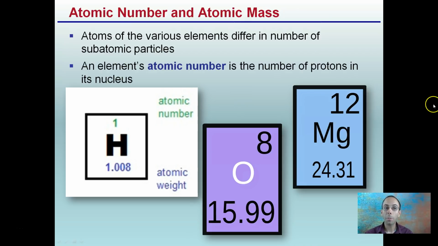Now the atomic number and atomic mass. Atoms of various elements differ in their subatomic particles. An element's atomic number is the number of protons. So here we see magnesium has 12 protons, every oxygen atom will have 8 protons, and hydrogen will have an atomic number of 1, indicating it has 1 proton in its nucleus. The numbers below here we see are our average atomic weights, which we'll talk about later.